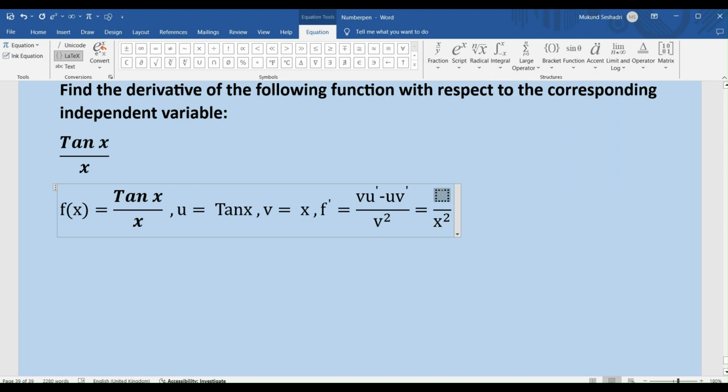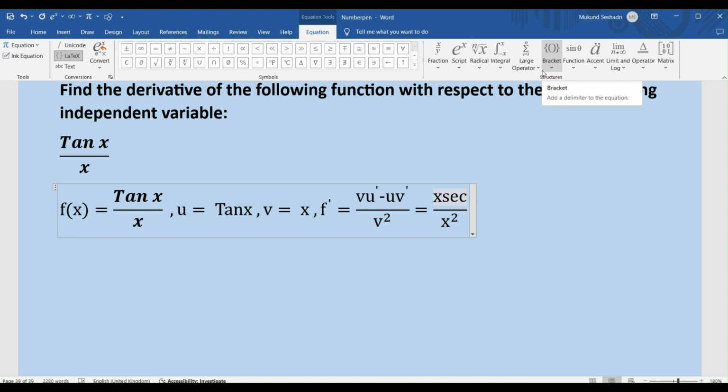And what is my v? My v is x. My u dashed is secant square x, right? So let me write that because my d by dx of tan x is secant square x. We've solved for this in my earlier video using the quotient rule of differentiation because my tan x is nothing but sin x by cos x, again a function of the type u by v, and I'll put a link to that particular video in the description. Please take a look at it.